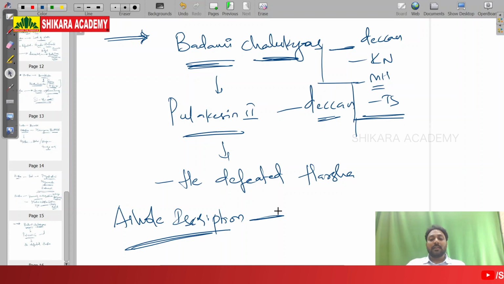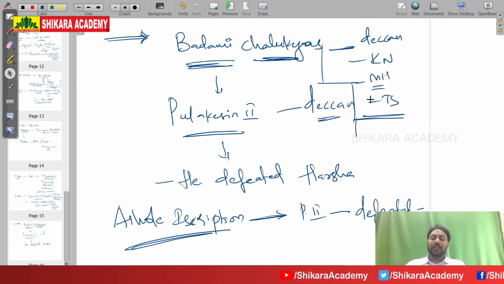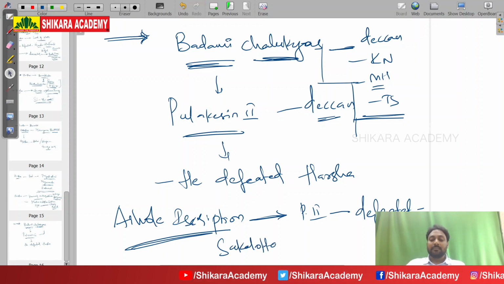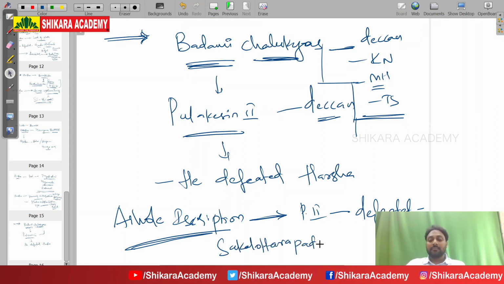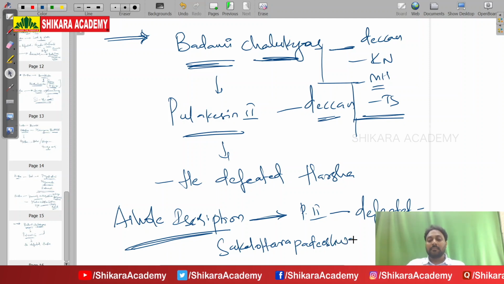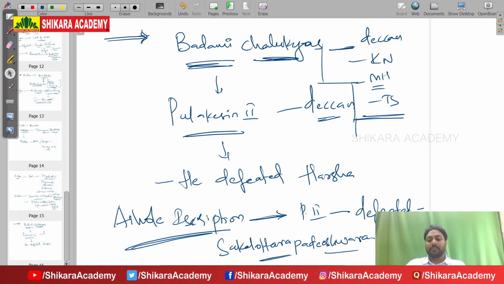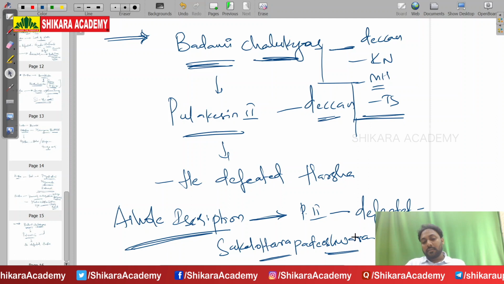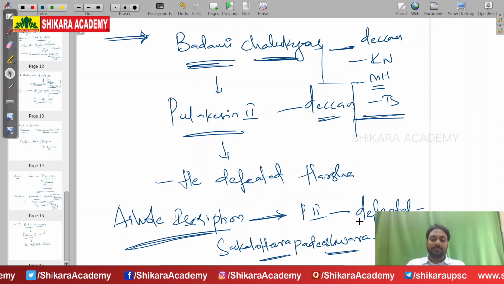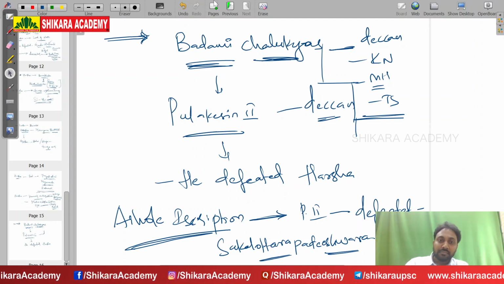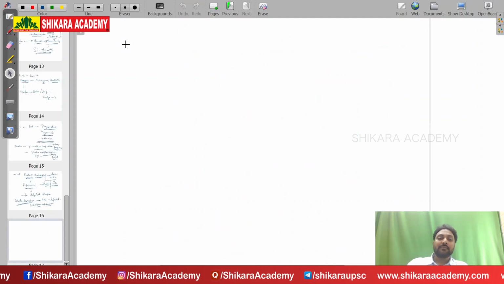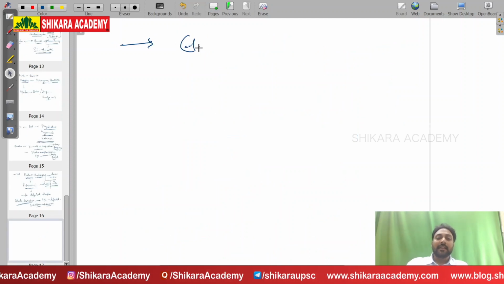The Aihole inscription says Pulakesin II defeated Sakalottara Padishwara, which means Harsha.